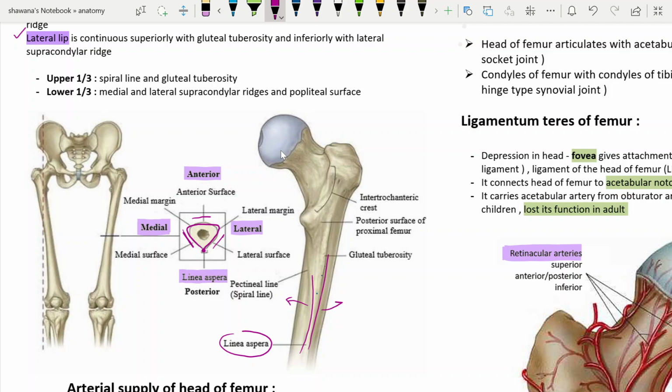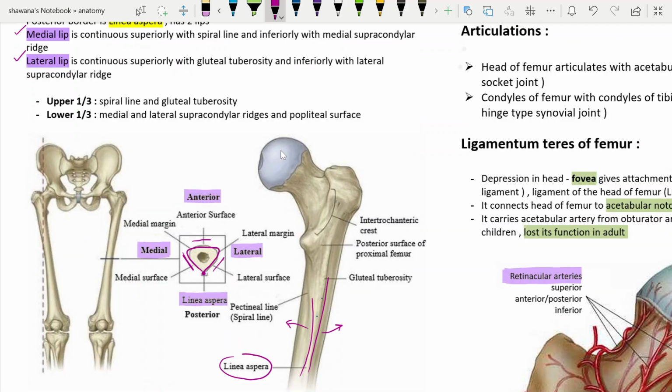Both of these lips are anatomically important, so let's talk about them. The medial lip is continuous superiorly with the pectineal line. This is the pectineal line or the spiral line, and the lateral lip is continuous superiorly with the gluteal tuberosity.